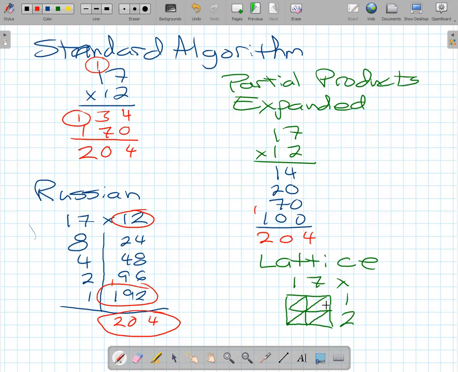And the lower part is for the ones digit and the upper part is for the tens digit. 7 times 1 is just 7. 1 times 1 is just 1. 7 times 2 is 14. So this place is for both digits. 2 times 1 is 2. And then we follow the diagonals.